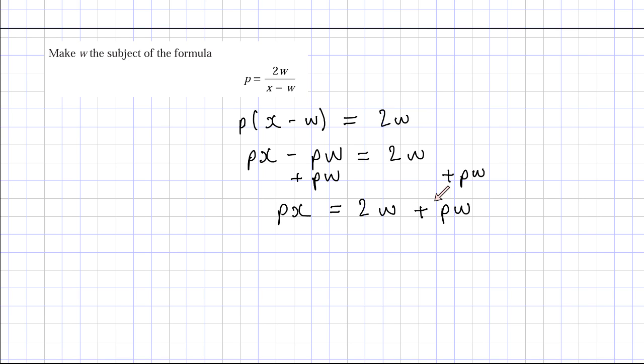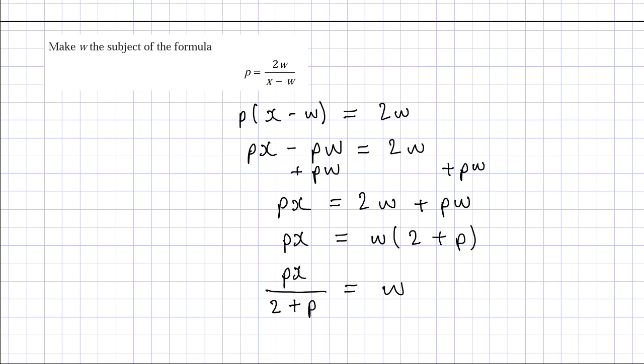I can't simplify these to get them together, but what I can do is factorize the w. So I'm going to factorize the w. That's going to give me w times 2 plus p here, and I've got px there. And again, now I need to divide through by 2 plus p. I need to divide this side by 2 plus p. And again, I won't write the brackets. So I'm going to have px over 2 plus p is equal to w.